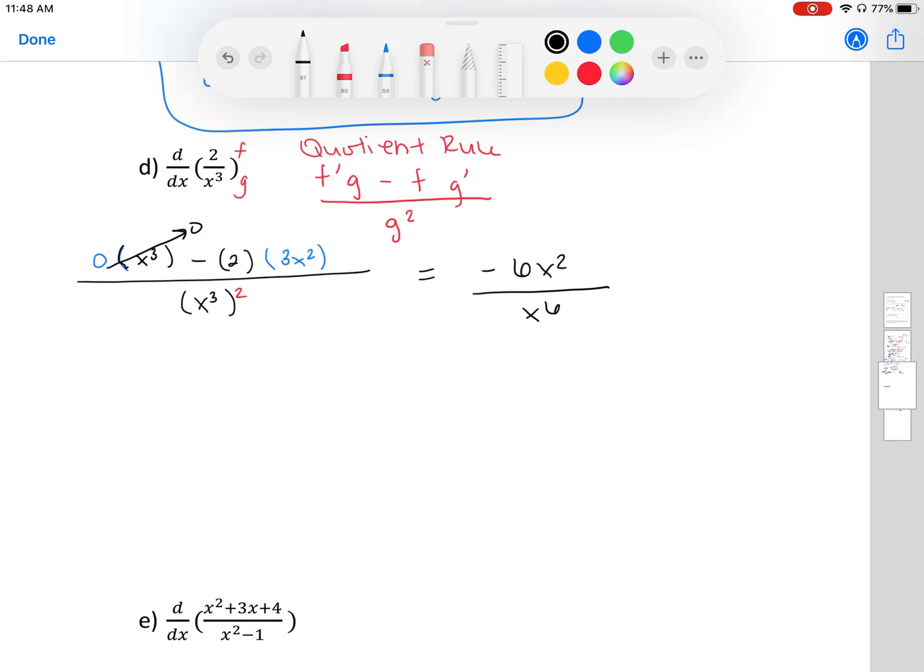Now we can clean this up. Remember your quotient rule of exponents? You get negative 6 with an exponent of 4. And that's our derivative.